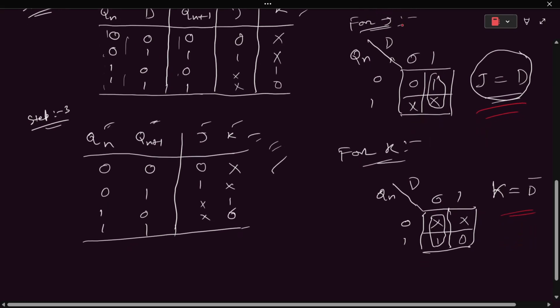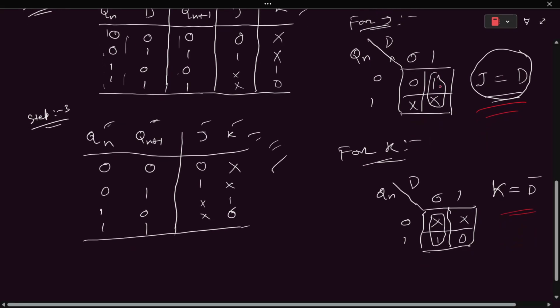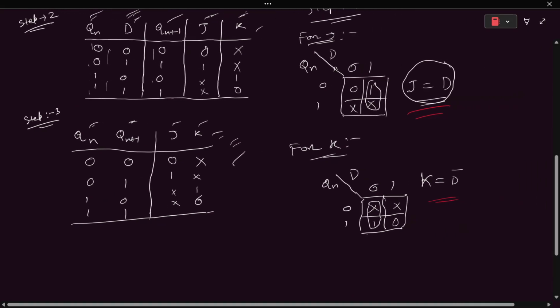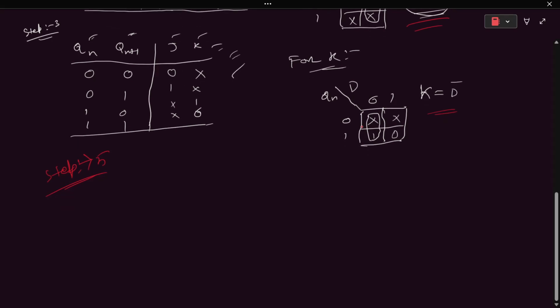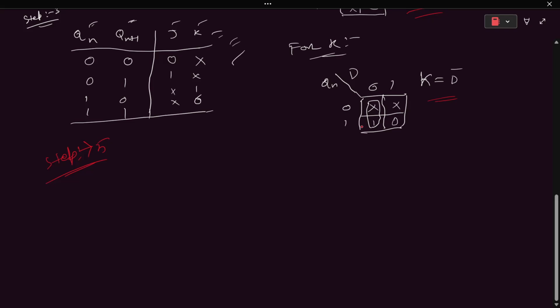This is what I need to build, and the main step to build the required flip-flop using the available one. So now the final stage is step 5, where we build the flip-flop. To build the flip-flop, we must draw the circuit, starting with the circuit of the available one. The available flip-flop is JK, so simply draw the block diagram of the JK flip-flop. In flip-flop conversion, no gate diagram is required.